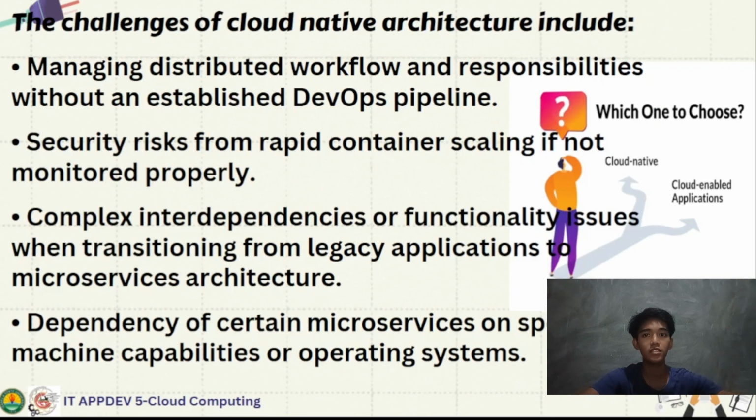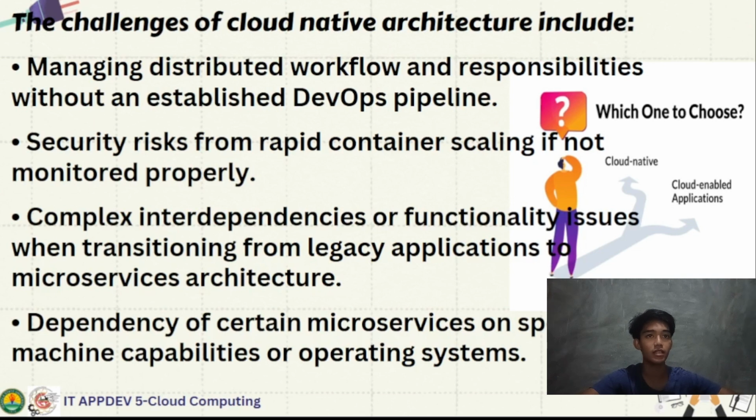So, if there are benefits, there are also challenges in cloud-native architecture, which has four. The first one is managing distributed workflow and responsibilities without an established DevOps pipeline. Without an established DevOps pipeline, teams may have difficulty managing the distributed workflow and responsibilities involved with microservices. The next one is security risks from rapid container scaling if not monitored properly. The rapid scaling of containers can introduce security risks if not monitored appropriately.